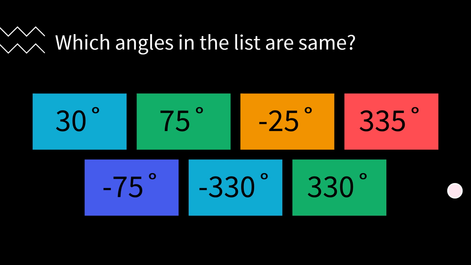So which numbers did you find? 30 and minus 330 are the same angle. Minus 25 and 335 are the same angle. You can try measuring them on your protractor to understand.